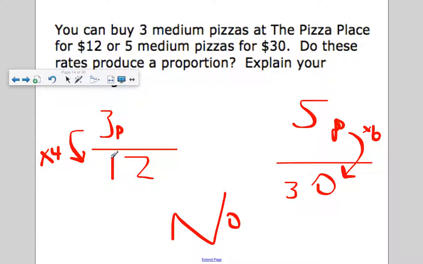Or you could simplify 3 pizzas for $12. That would be 1 pizza for $4. And if I simplify the other, it's 1 pizza for $6. So are they equivalent? No. So today's lesson was over. Given two fractions, ratios, or rates, are they proportional? Do they make a proportion? Are they equivalent?